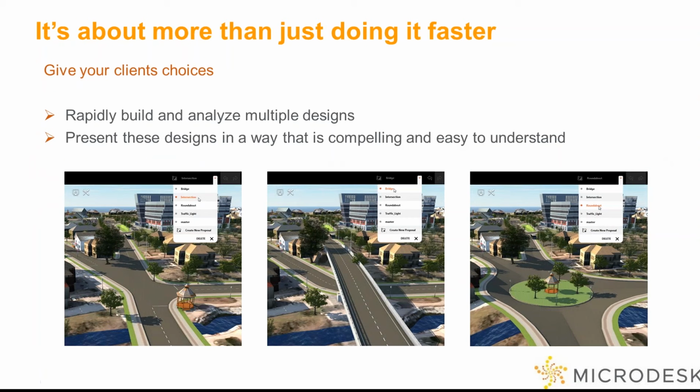But it's actually more than just that. There are a lot of nice things that InfraWorks can do that Civil 3D cannot. So again, utilizing the power of the two, it's about doing more than just doing it faster. You want to be able to give your clients flexibility. You want to be able to give them choices. You want to be able to rapidly analyze your design and then give them multiple alternatives and present it in a fashion that is easily understandable.